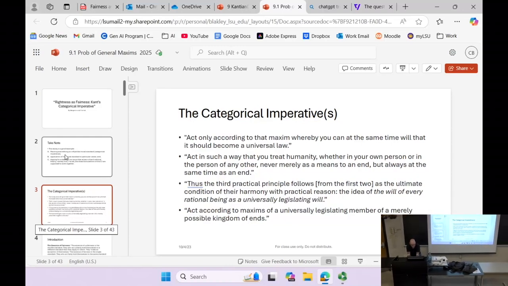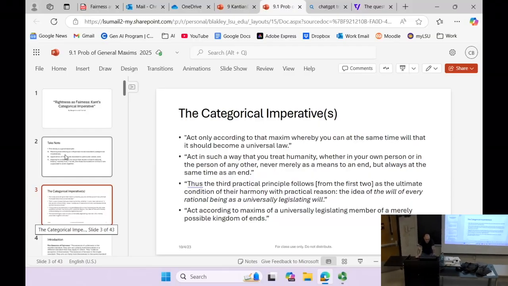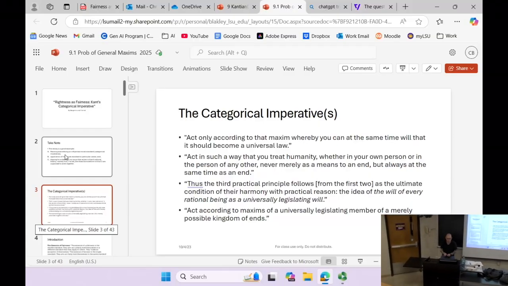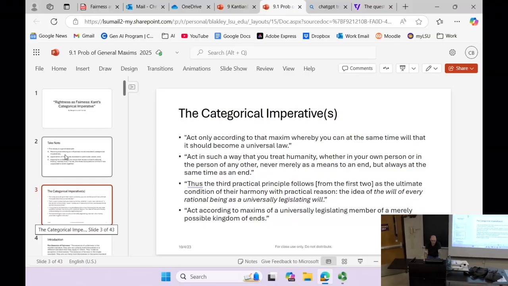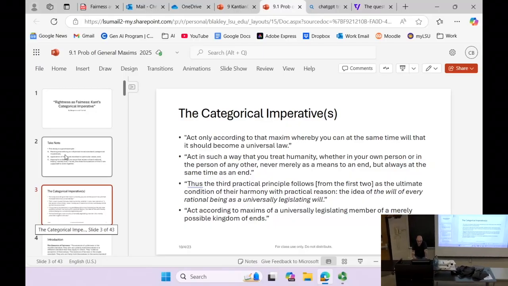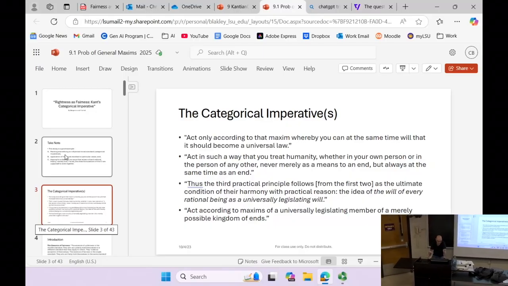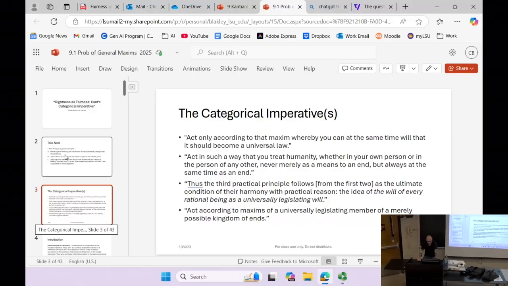So the first one, where we get the universalizability test, is from the first formula: act only according to the maxim whereby you can at the same time will that it should become a universal law. Act in such a way that you treat humanity, whether in your own person or in the person of another, never merely as a means to an end, but always as an end in itself, so as intrinsically valuable, not having just use value.